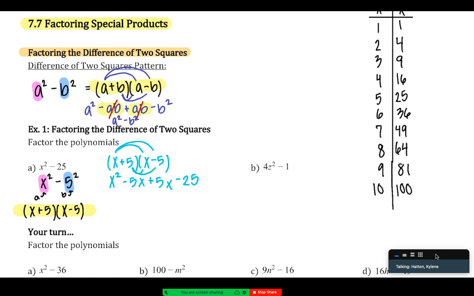Whenever we FOIL, we're supposed to check for like terms. So this is a negative 5x and a positive 5x that are both x to the first power. So we can combine them, but negative 5 plus 5 is 0, so they just cancel each other out. And then we're left with x squared minus 25, which is what the original problem was, so we know we did it correctly.